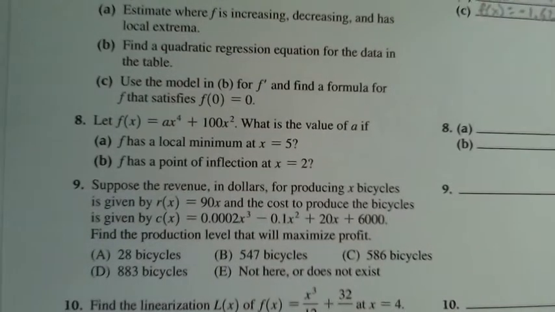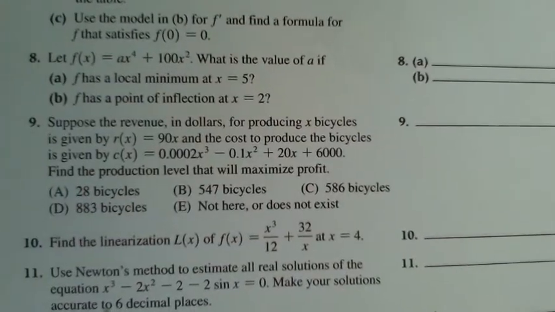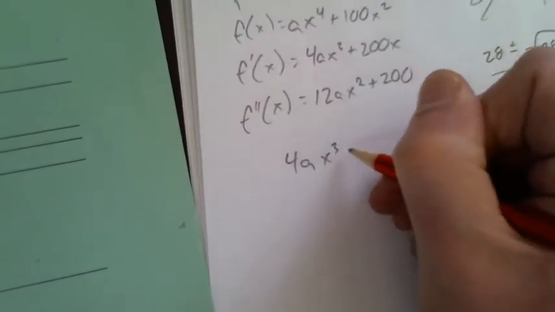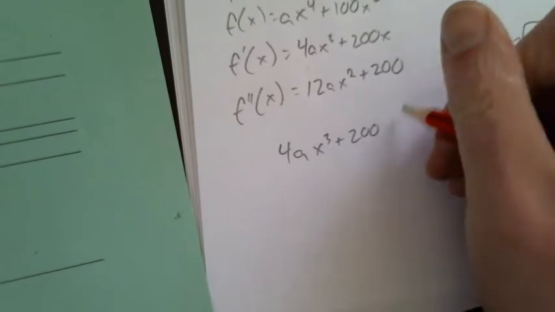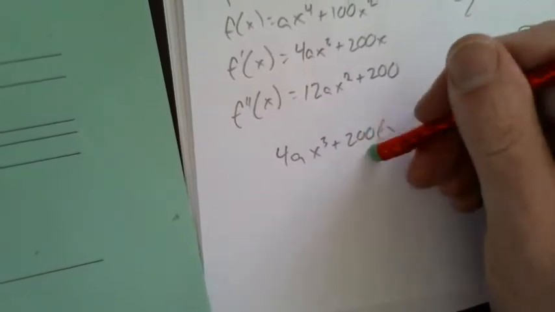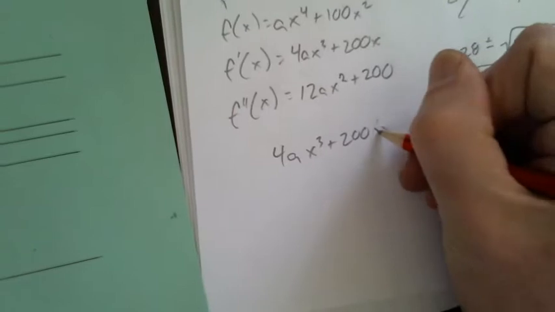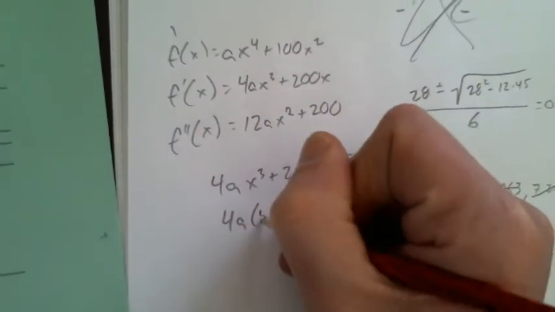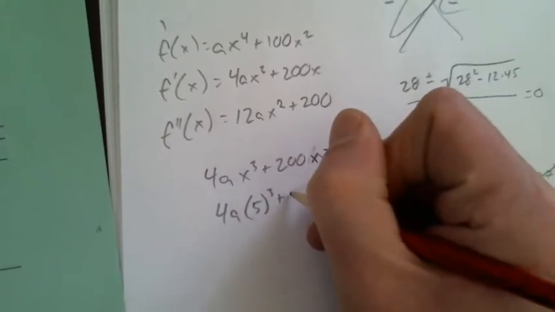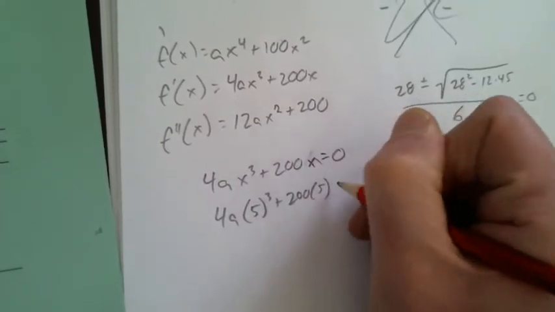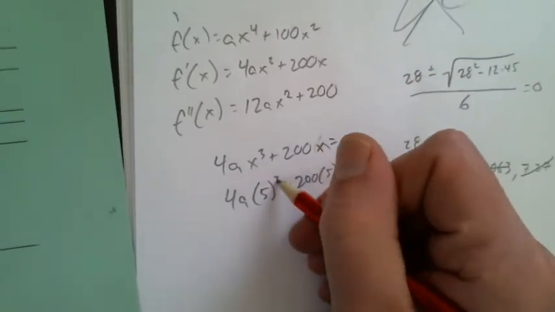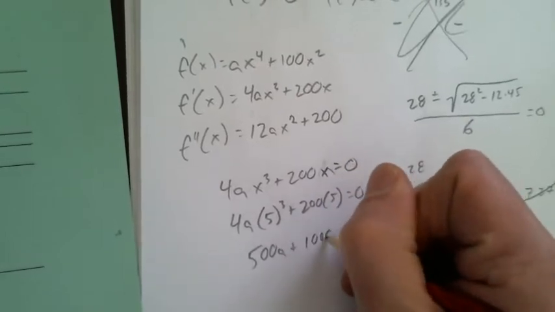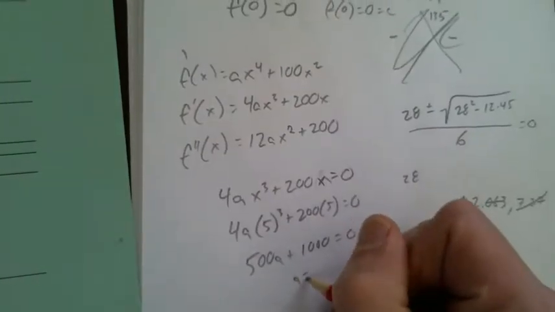Now, local minimum at x equals 5. So that means that 4ax cubed plus 200x equals 0 when x equals 5. So that's 4a times 5 cubed plus 200 times 5 equals 0. That's 125, so that's 500a plus 1,000 equals 0. So a equals -2.